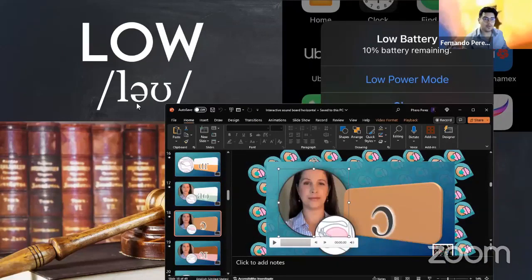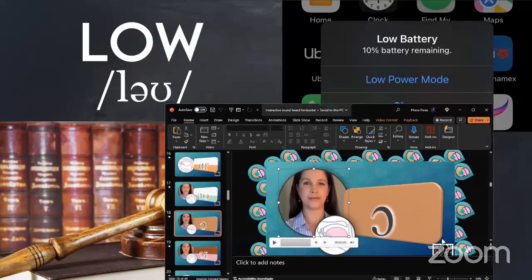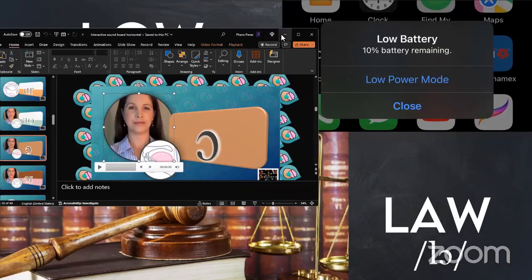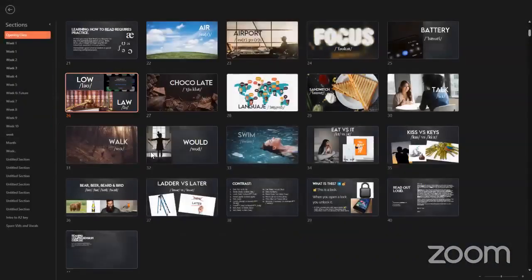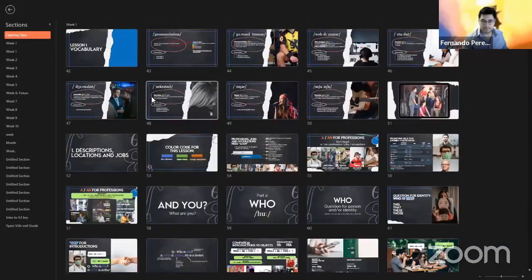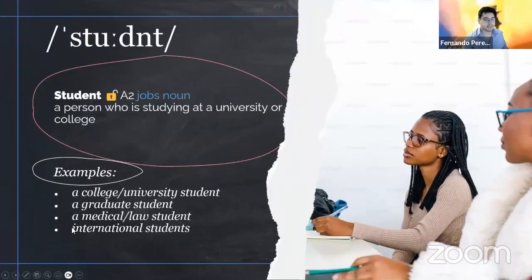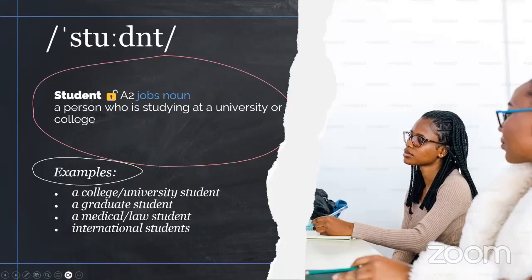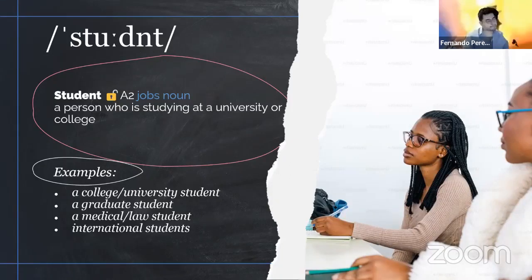Okay, this is low. And this is law. Low. Law. Perfect. Thank you, teacher. So one more time. Example number three. A medical or law student. Perfect. Correct. And finally, international students. Very, very good. There we go, people. Here we have four different students. Question, Carlos.